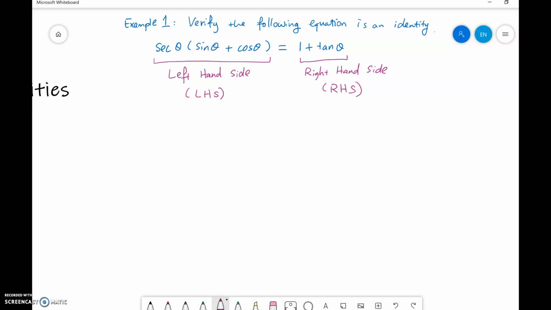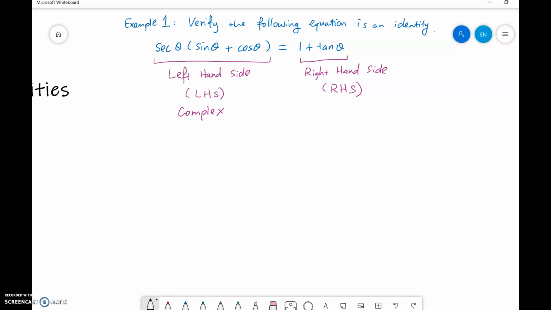In general, we're going to start from the complex side. For this example, the left-hand side is more complex. That means we have more room to simplify it. We can multiply it, rewrite the secant in terms of 1 over cosine, and simplify. The right-hand side, 1 plus tangent, I can do a little bit, but not too much. It's much simpler, so it's easier to work from, and we always want to start from the complex side.